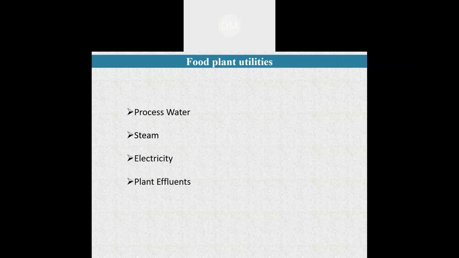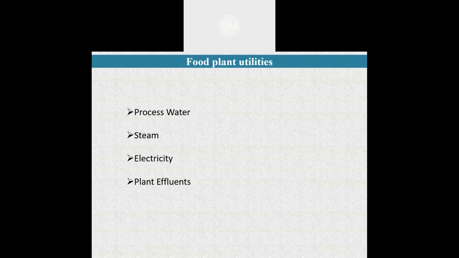Okay. Then food plant utilities. First, process water. Process water is required for washing the raw materials and for various cooling operations. Fruit and vegetable processing plants require more water comparatively than other plants. Also more water is required for a slaughtering unit. Water may be used to transport the raw materials from receiving to processing areas. Water used in boilers may require different treatment. Okay. On average, fruit and vegetable processing industries use more than 10 cubic meters per ton of raw materials.